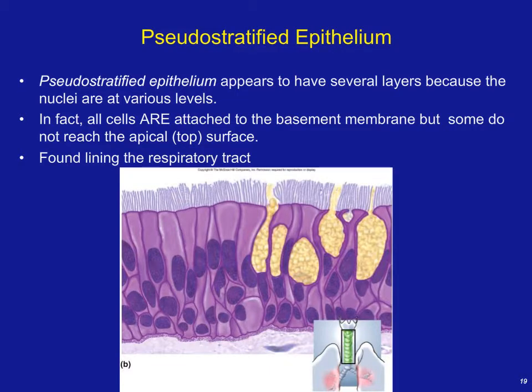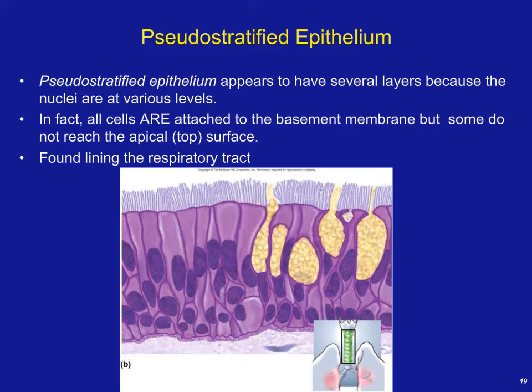So in the previous slides, we talked about simple epithelium, we talked about stratified epithelium, and now we're going to talk about something called pseudo-stratified epithelium. So think about what that word means. Pseudo means false, and so a pseudo-stratified epithelium is going to look like it's made up of several cell layers, but in reality, it's not.